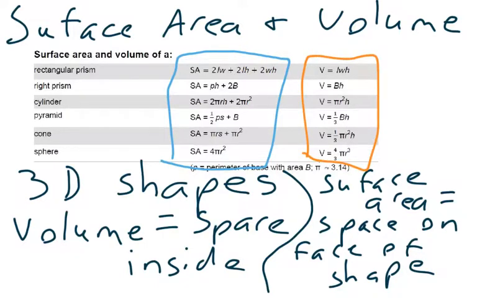Volume is all of the space inside of a 3D shape. Imagine you're trying to fill up a shoebox. The volume of the shoebox is all the space inside the shoebox. Surface area is all the space on the outer face of the shape. Imagine that you are wrapping it with Christmas wrapping paper. Surface area is how much wrapping paper you need to wrap it. Volume is how much stuff you can use to fill up the shape.